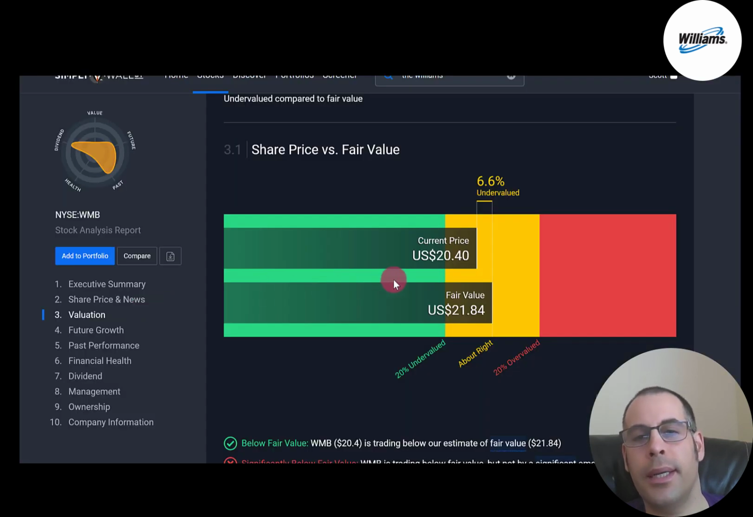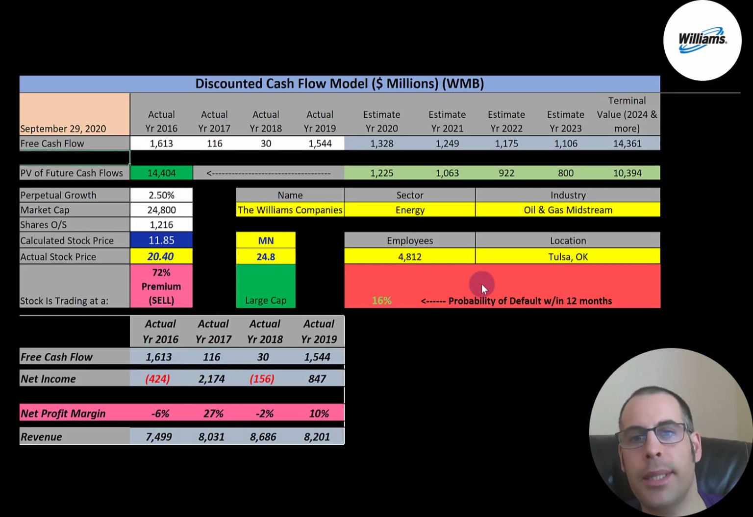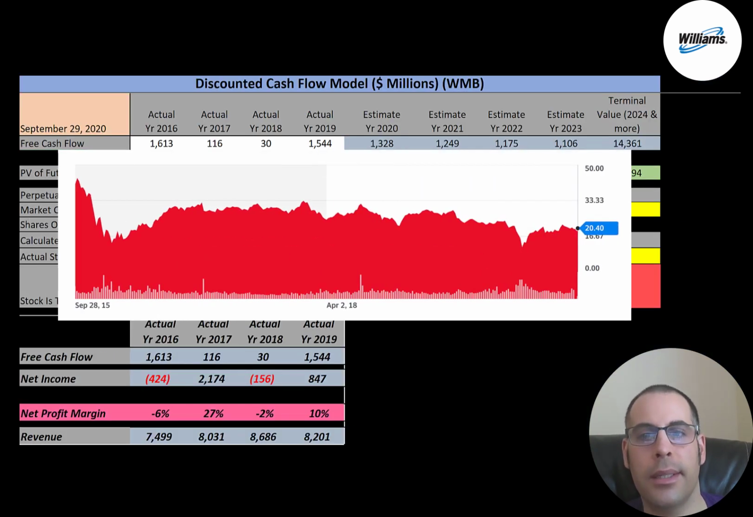Simply Wall Street is in the other direction. They're valuing the stock at almost $22, so they're saying it's a buy. Let's see where the stock has been trading the past few years. The stock broke $40 a few years back, and it was trading in the 30s for a while, but it's been dipping, and it looks like it could be an undervalued stock according to my model, but anything can happen.